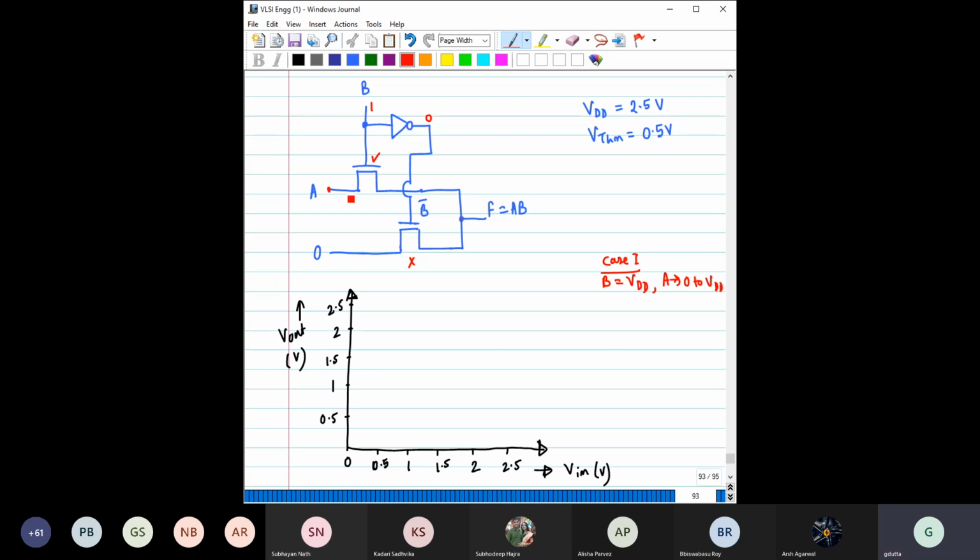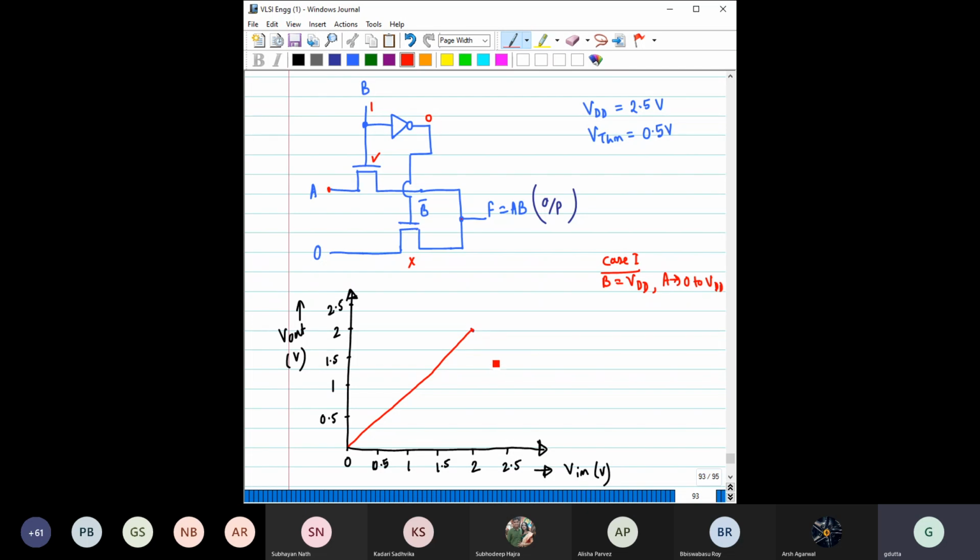Shorted means have some resistance, but whatever way A changes, F will follow that, right? So from that point of view, can we not say that this F means the output? This is basically the output, right? This output will follow. Okay, let me use the red one only. The output will follow the input, right? The output will follow input.